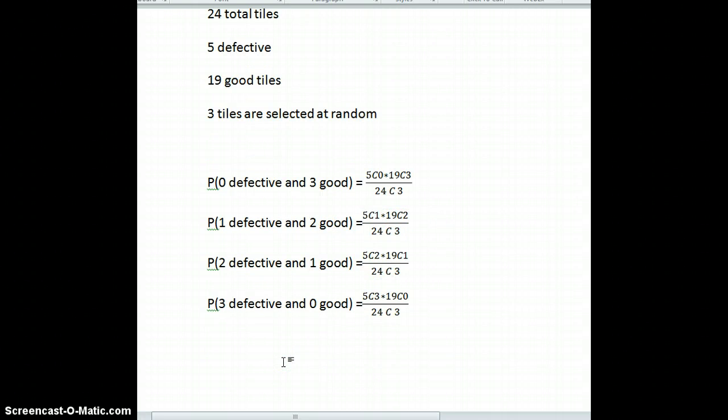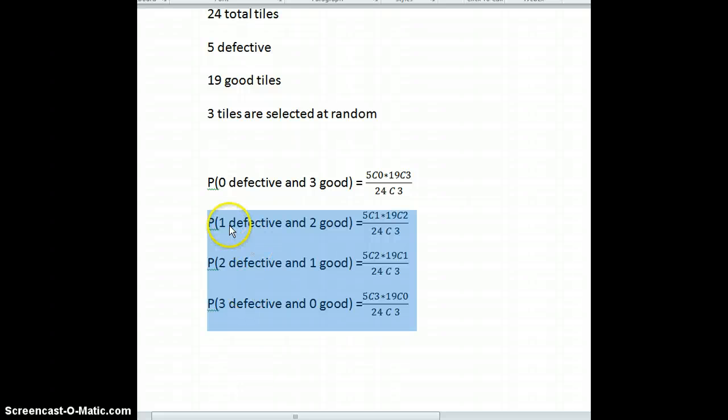So number 2, the actual question is, what's the chances that the batch is rejected? The company will reject the batch if any of these 3 situations happen. If there's 1 defective, 2 defective, or 3 defective. Because if they find a bad tile, they are not going to ship that batch of tiles. So you can figure out these 3 things and add them together, and that's the probability that the batch will be rejected.